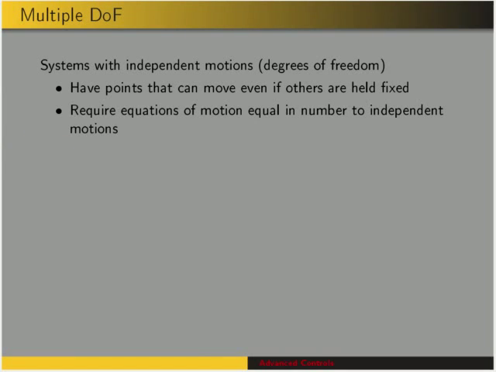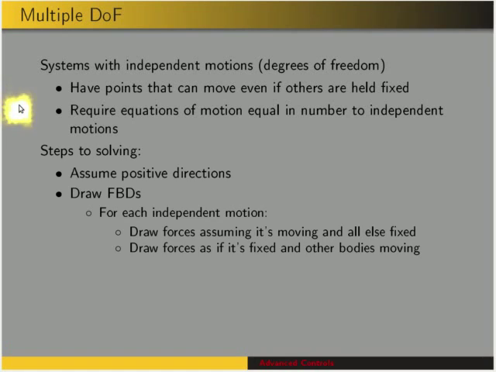Now, more complicated systems have independent motions or multiple degrees of freedom. So, multiple independent motions. That means that they have points that can move even if the other points are held fixed. For these systems, we need a number of equations of motion equal to the number of independent motions.